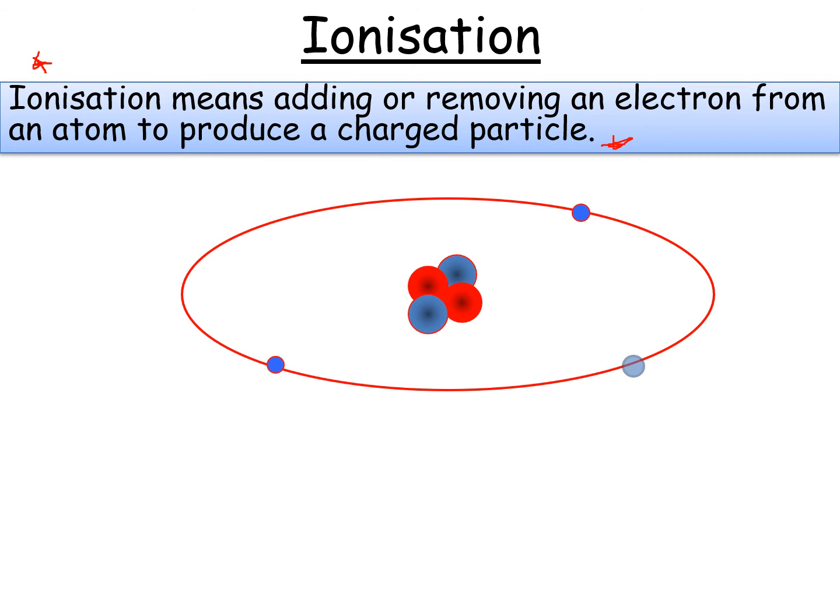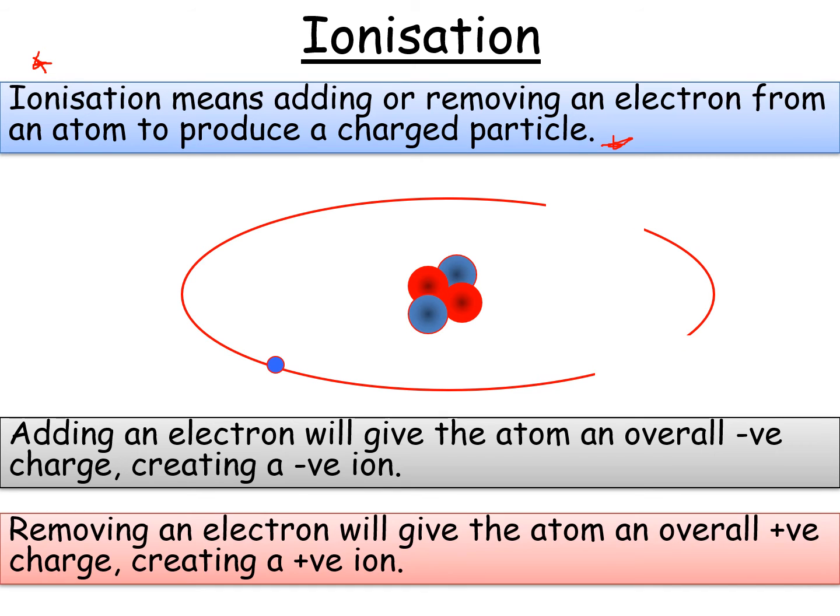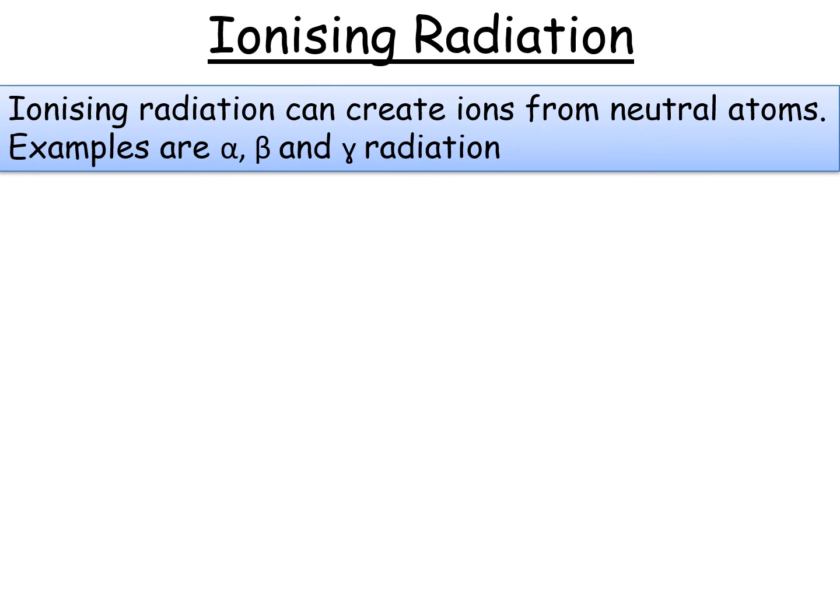So the idea of that is very simple: adding an electron will give an atom an overall negative charge, creating a negative ion. And logically, the other case would be if you remove an electron, it will give an atom an overall positive charge, creating a positive ion. And if you're doing chemistry, you'll know this in a lot more detail.